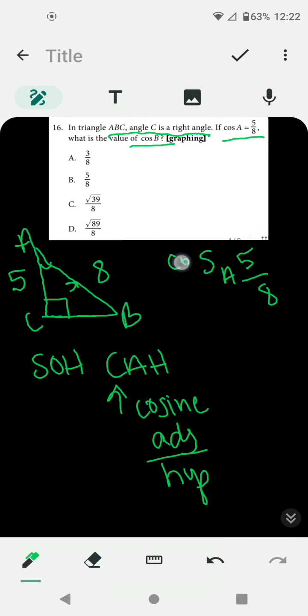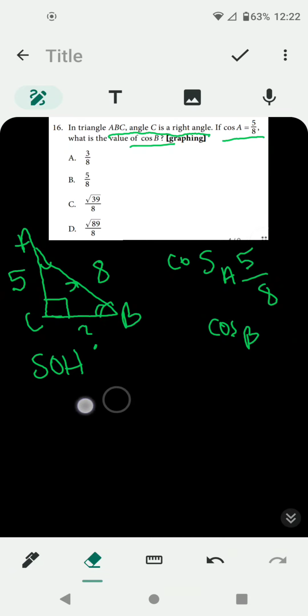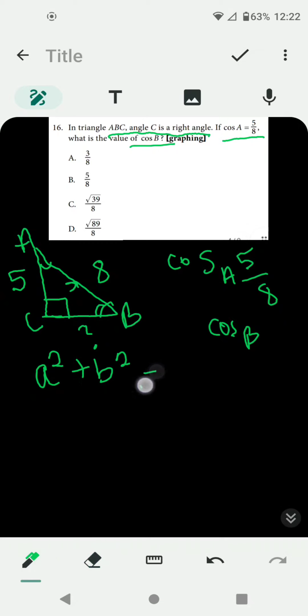Now we need to figure out what the cosine of B is, right? So the cosine of B would be right here. I don't have the adjacent side, which is what I'm going to have to figure out. What other formula helps us figure out missing sides? Pythagorean theorem. This is only for right triangles, okay? A squared plus b squared is equal to c squared. We know that the hypotenuse is going to be 8 again, but we need to get that adjacent side of b.